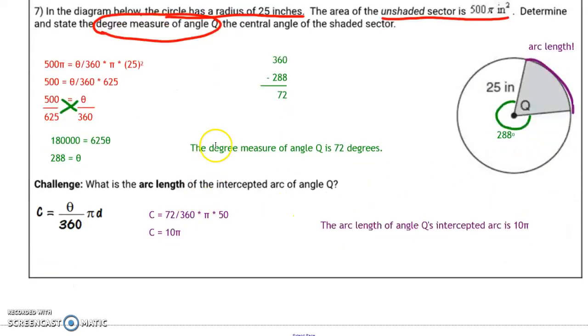Here's a little preview of the next lesson. Arc length is the distance around the circle for one sector. So we used this new formula, which is, you should recognize, circumference equals pi times diameter. But if we're looking for part of the circle, we do this part of the circle, which is part of the sector formula as well. So 72 over 360 is our part of a circle, and long story short, we get 10 pi.